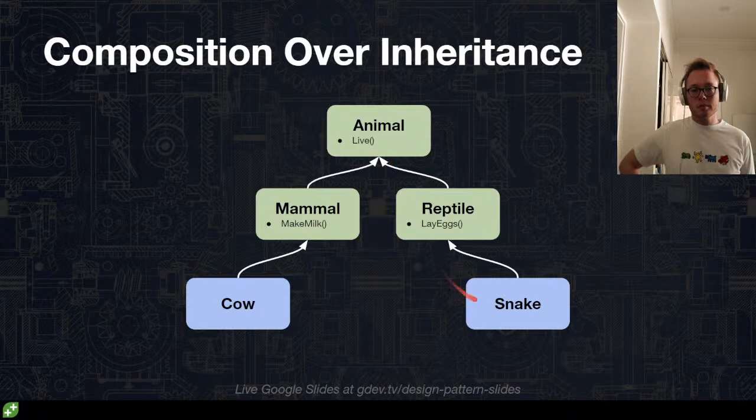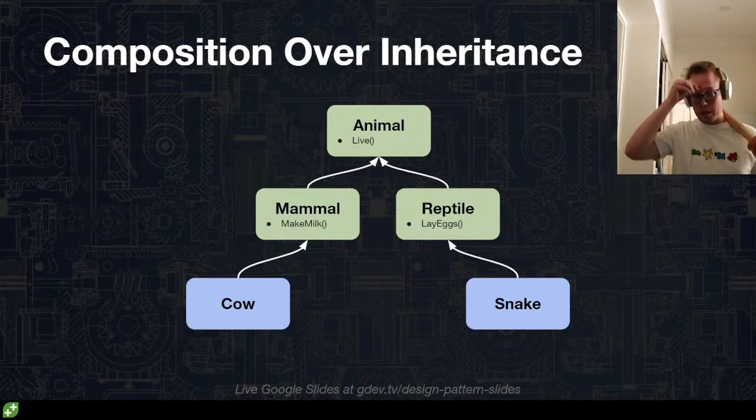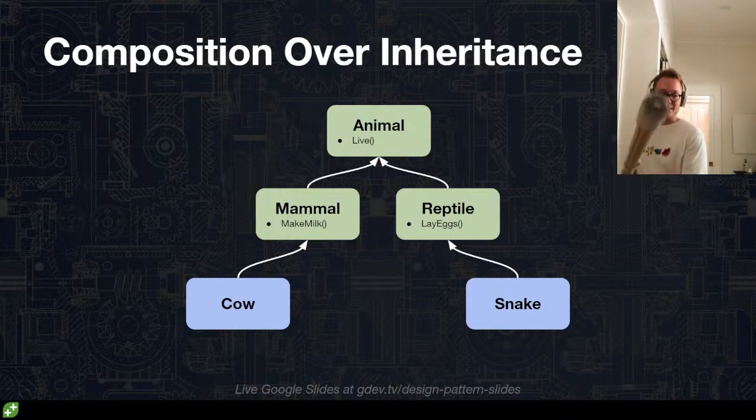Cow gets to make milk and live, the snake gets to lay eggs and live, and they share the common functionality of living, but they get to differentiate functionality as well. This all seems fine and glorious and really easy, up until the point where you find something that doesn't match your inheritance taxonomy.